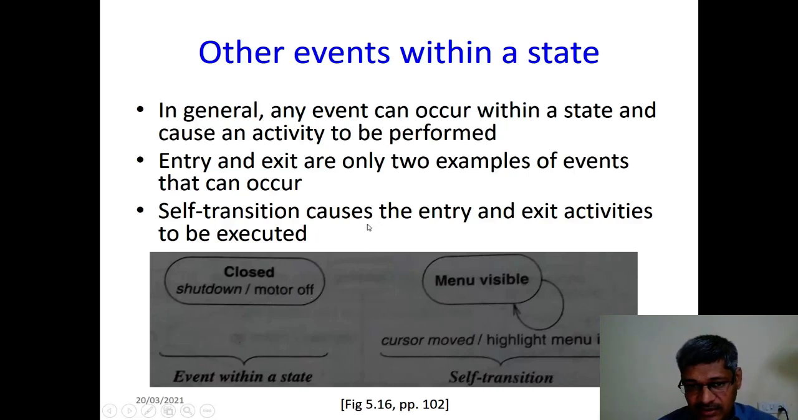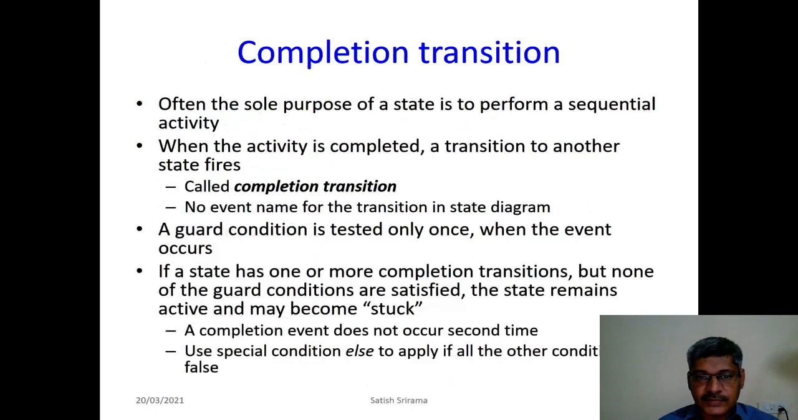Interestingly, a self transition also works. So if the menu is visible and the cursor is moved, highlight menu item, but you will still be in the menu visible state only. This is the state diagram we saw in the beginning. This is a self transition. But interestingly, when you have a self transition, both the entry and exit activities will still be executed. Every time you are self transitioning to the same state, the entry and exit activities are still executed. Okay, that's about other events.